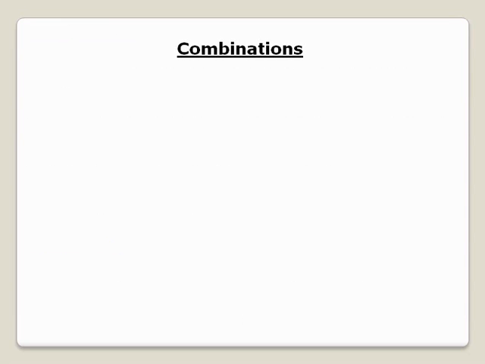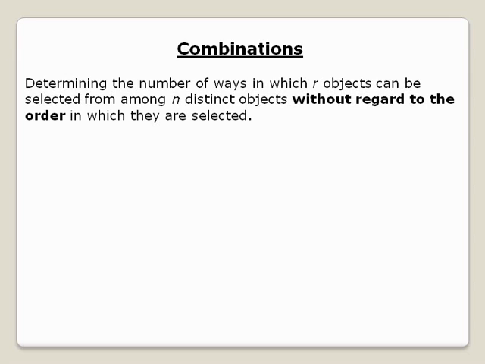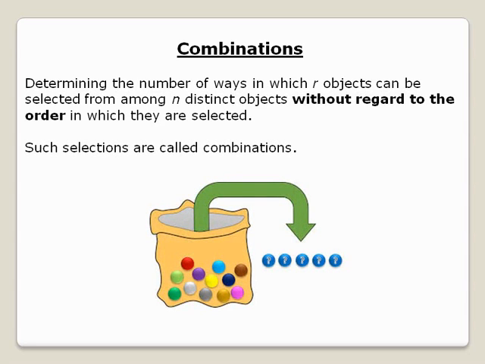Now let's look at the third counting technique, the combinations. Determining the number of ways in which R objects can be selected from n distinct objects without regard to the order is called combinations. We can select R different objects out of n without considering order, and those combinations can be calculated.